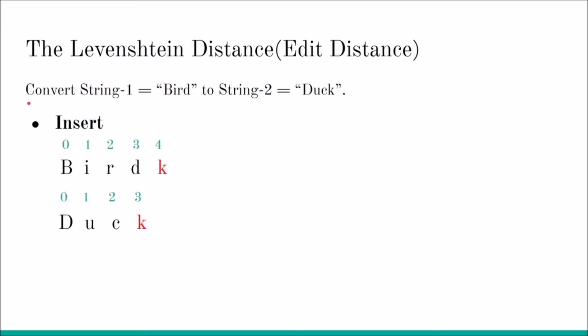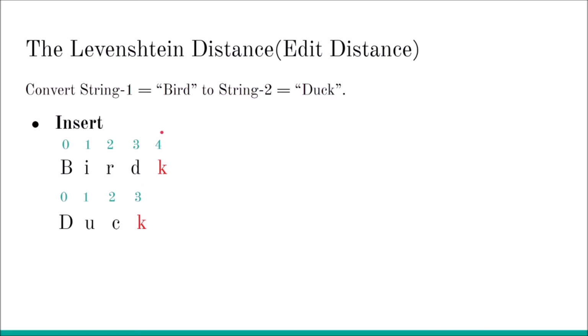Now, let's say we want to convert the string bird to another string duck. So, firstly, we want to compare the last character of each of these strings. And here we can see that the last character don't match with each other. So what we can do is we can insert this k at the end of the first string. So now the last character of both of these strings match with each other.